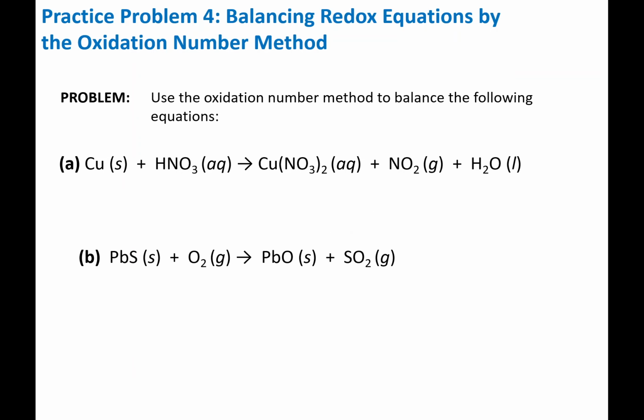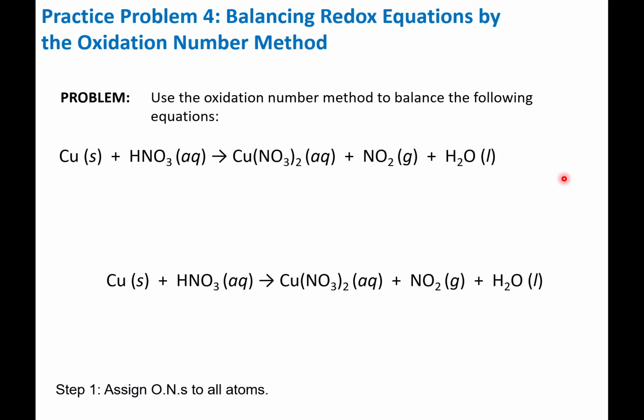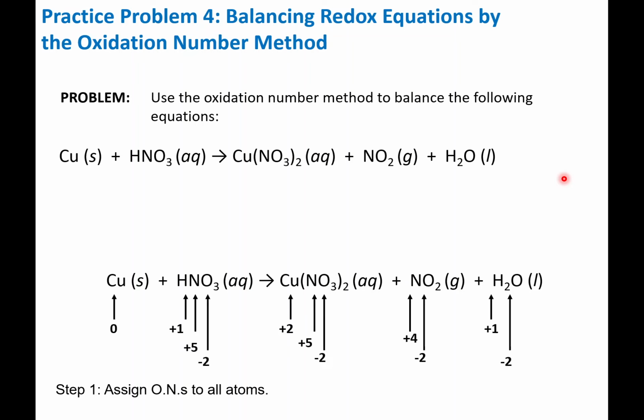Okay. So if we just try an example of some of these, the first equation we have is copper solid plus nitric acid going to copper nitrate plus NO2 plus H2O. Okay, so we'd have to assign oxidation numbers to everything. You can go through that if you wanted to pause this and make sure you know how to do the oxidation numbers. Feel free, but I'm just going to show them here.